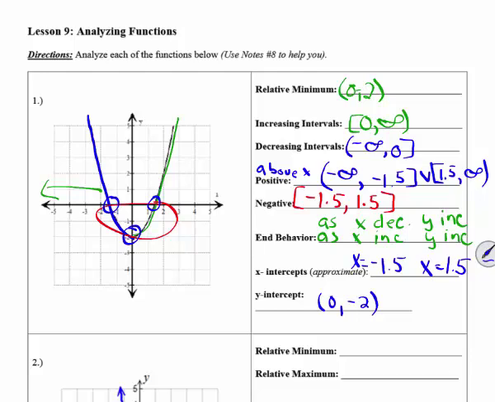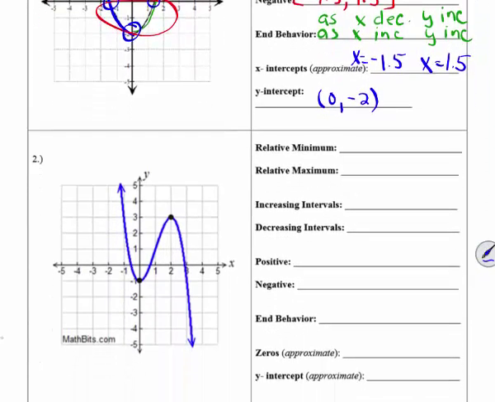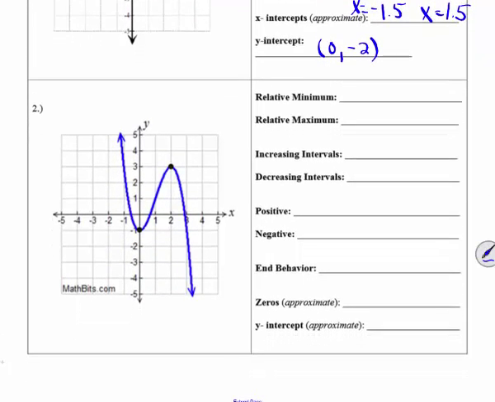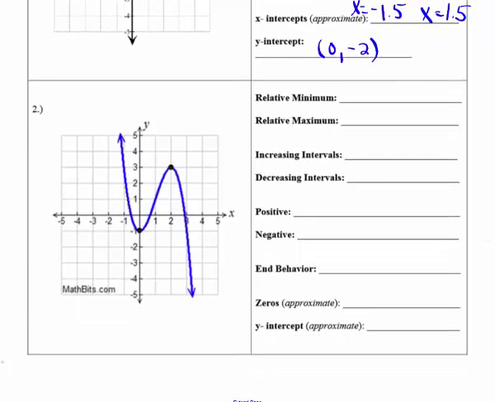So this one's a little bit of a different function. All right, so here we go. So we want relative minimum, so that's your lowest turning point. So that's going to be right here at 0, -1. Relative maximum is going to be over here. That's at the point 2, 3.